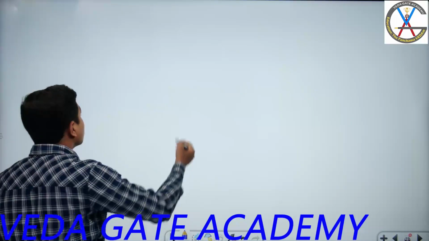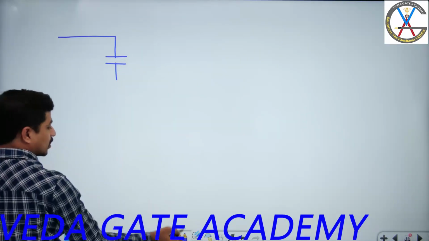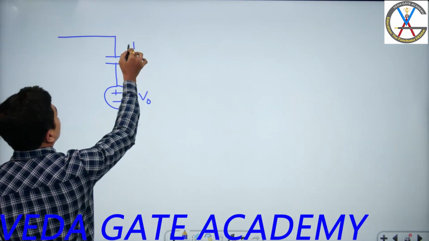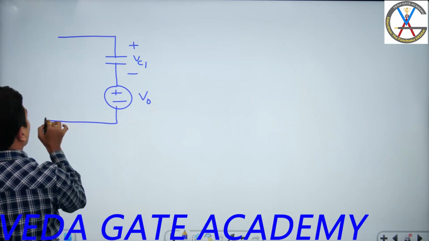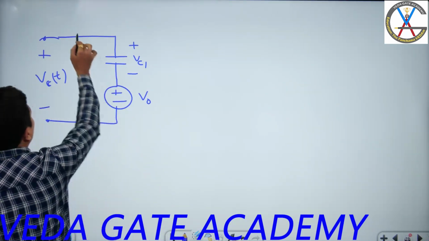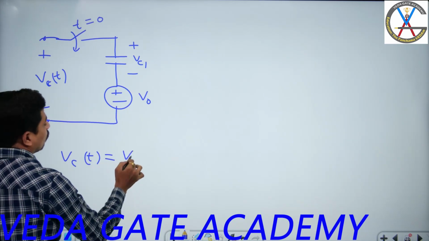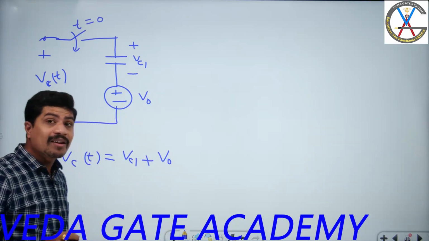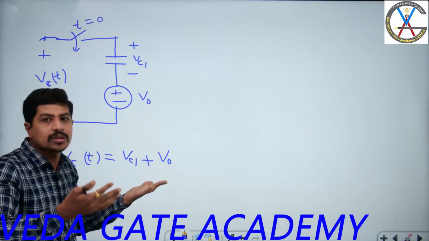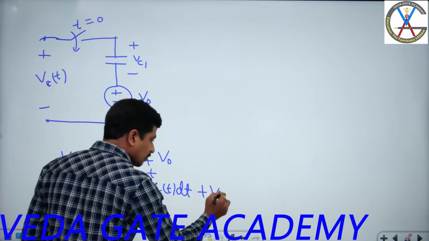Let's represent it in S domain. So for the capacitor, this is 1 by Cs, but first let's represent it in time domain itself. In time domain, I can represent it like this: plus minus V0, and this is plus minus Vc1, I call it. Now this is plus minus Vc of t, I call it. Let me put a switch here, and that switch is closed at t is equal to 0. Now let me write Vc of t is equal to Vc1 plus V0. What is Vc1? Vc1 is the voltage that is developed across the capacitor when the switch is closed at t is equal to 0, then plus V0, the previous voltage. So Vc1 is 1 by C integral 0 to t of Ic of t dt, plus V0.